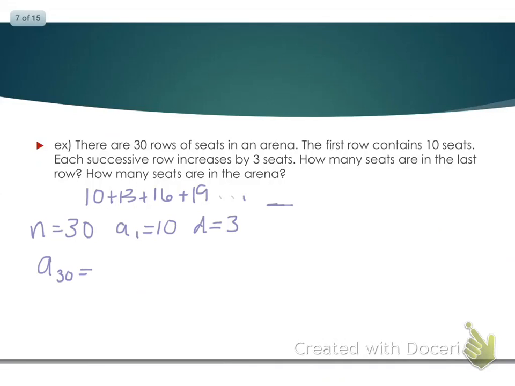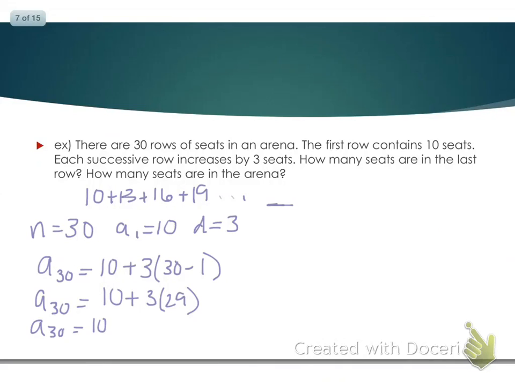We're going to plug it into our explicit equation to figure out what that 30th row actually is. My a sub 1, my d is 3, my n I have this time, which is 30, and I subtract 1. So we're just going to figure out how many seats are in that 30th row. 30 minus 1 is 29. 3 times 29 is 87. So there are 97 seats. So that answers that first question, that I have 97 seats in my last row.